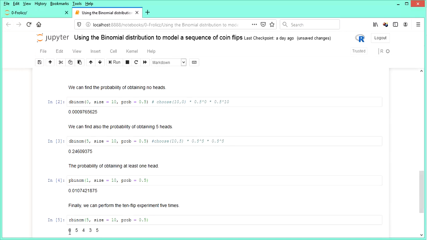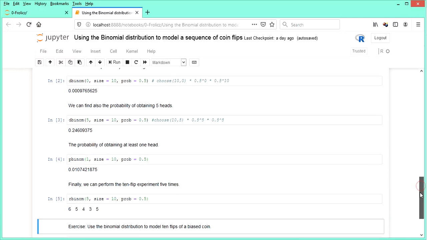The first time we got 6 heads, 6 out of 10. Then we did another 10 flips, and 5 out of 10 were heads. Then we did another 10, and 4 out of 10 were heads. We did another 10, and 3 out of 10 were heads. We did another 10, and 5 out of 10 were heads. So that's pretty interesting, because that's just one possibility that could happen.